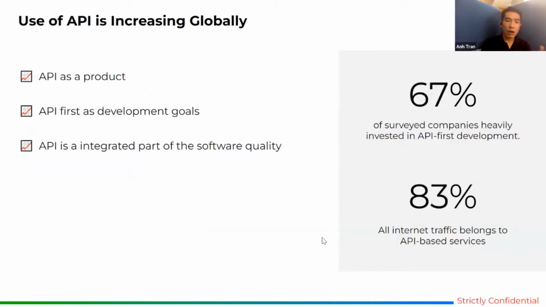Okay, so with all of this, the macro trend that we're seeing is that API usage is increasing globally. There are three major trends we are seeing right now. First, API is now being used as a product. Companies like Twilio, and many others as well, build a product all around API, and what they help companies do is communicate with customers better using text.